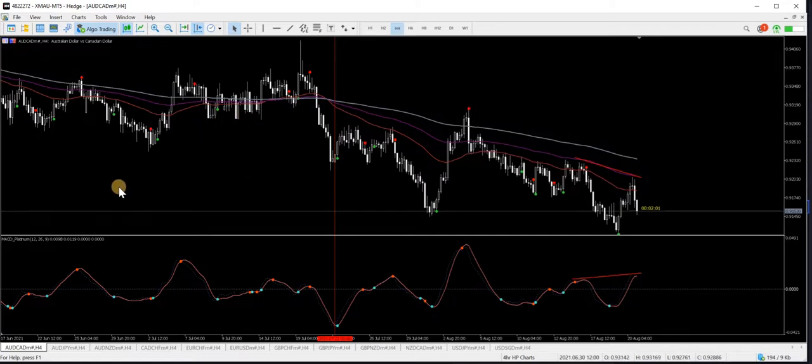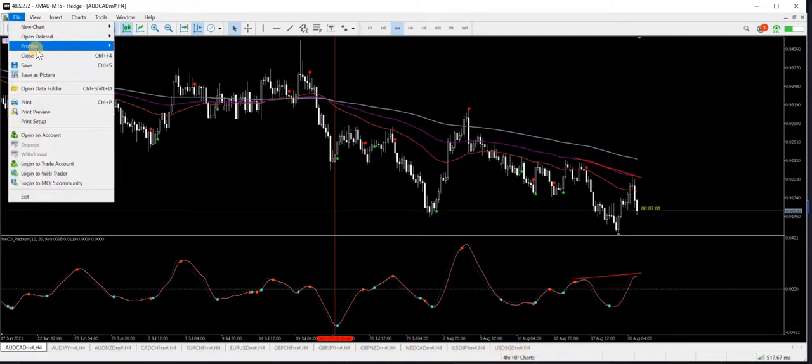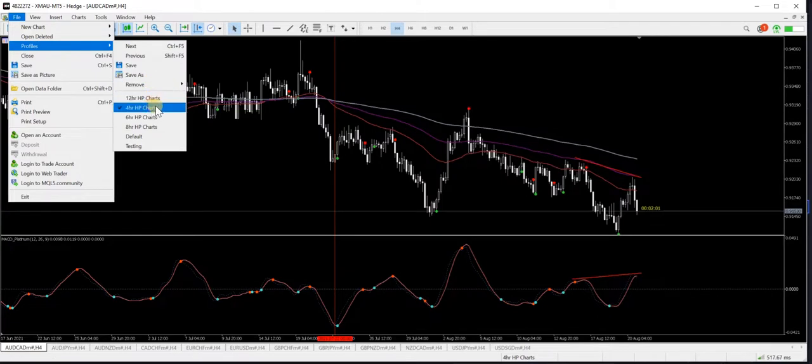So these are my MT5 charts, all right? So that's them there. You can see all that. They're all MT5, those charts along the bottom. Now if you go to File, go to Profiles, you'll see I have 12-hour, 4-hour, 6-hour, 8-hour. So all I've done is set up the profiles. I do all my daily trading on TradingView, so I don't need to worry about them. So 4, 6, 8, and 12.